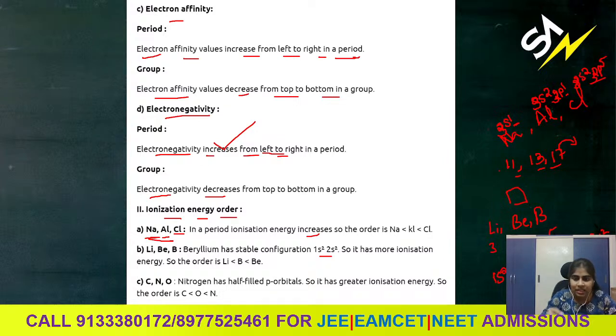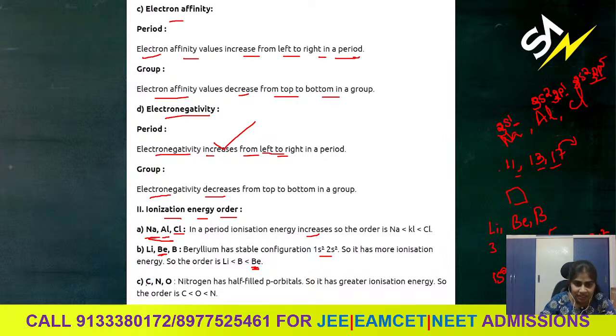So whenever there are completely filled or half filled orbitals, what happens? The energy required, the ionization energy at this stage, is very high. So that's why there will be some change in the trend. Since it is a filled configuration, the amount of energy required to remove the electron from beryllium will be more, because this is a more stable configuration, 1s2, 2s2. That's why beryllium comes first, next boron, next lithium.